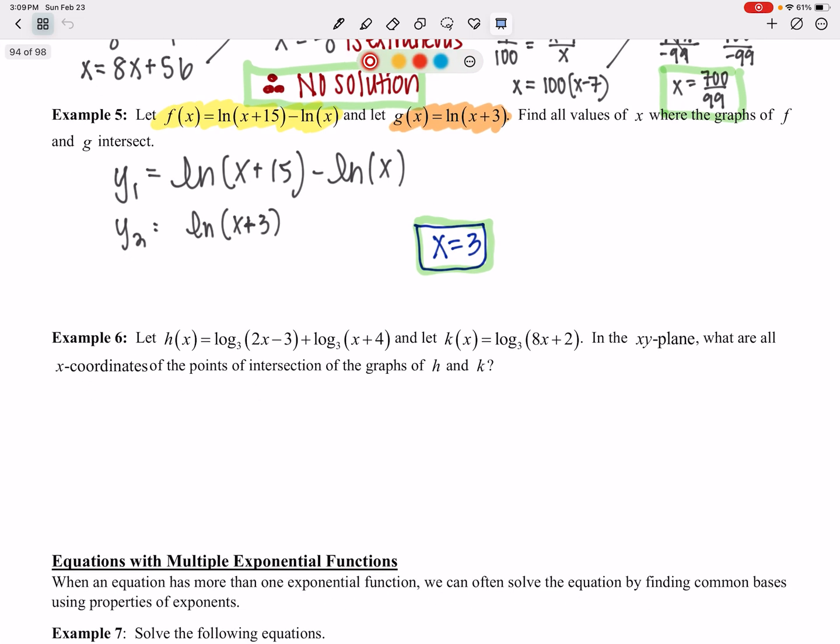Okay, the next problem I'm going to do by graphing as well. And, you know, I said that each example was going to be a different problem, but since this is so quick and easy, actually, I'm going to make it a separate video. So the next video will be example 6.